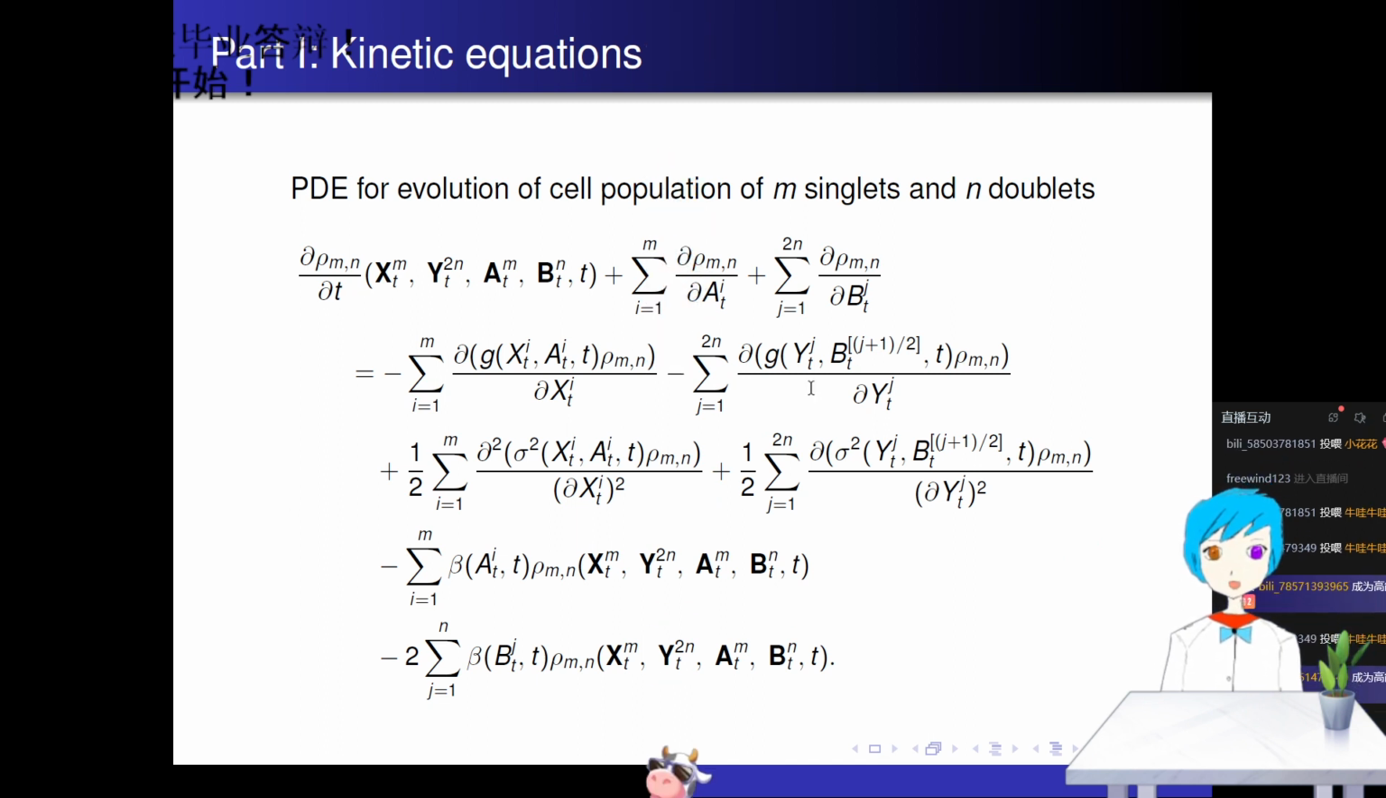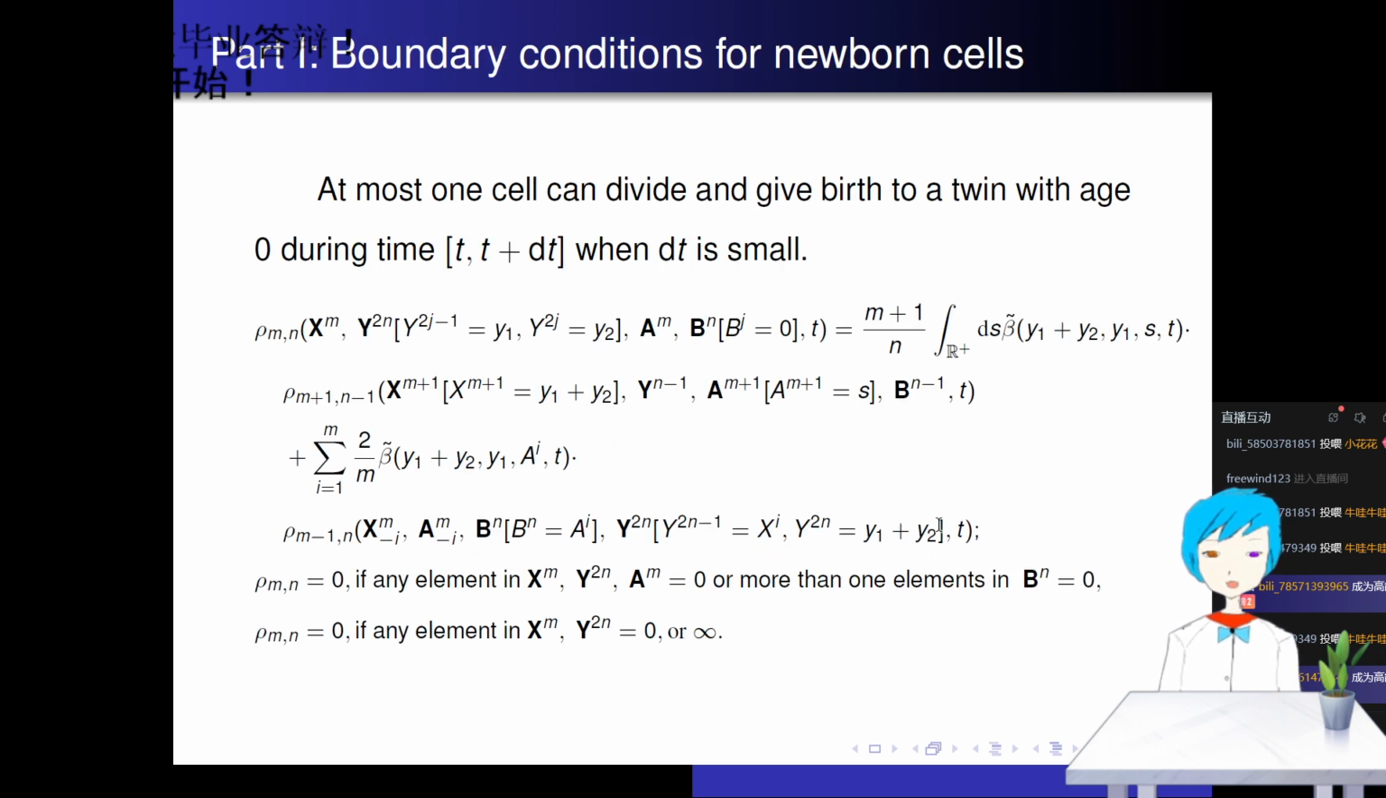With Ito's formula, we can derive the partial differential equation for the evolution of the cell population of n singlets and n doublets. We have the age growth term, the size growth term, the fluctuation in the size term, the second order term. We also have the division rates. We derive this by using Ito's formula. We also have the boundary condition.